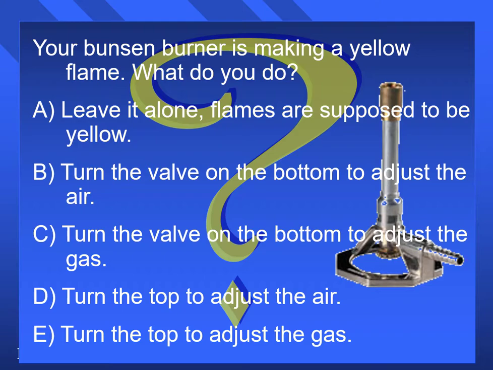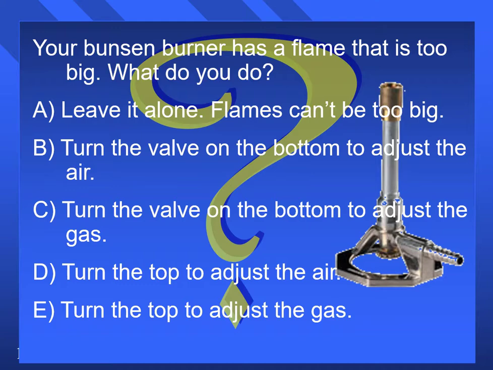Okay. The next one, you can fail the class if you answer incorrectly. Your Bunsen burner has a flame that is too big. What do you do? A, leave it alone. Flames can't be too big. B, turn the valve on the bottom to adjust the air. C, turn the valve on the bottom to adjust the gas. D, turn the top to adjust the air. E, turn the top to adjust the gas.